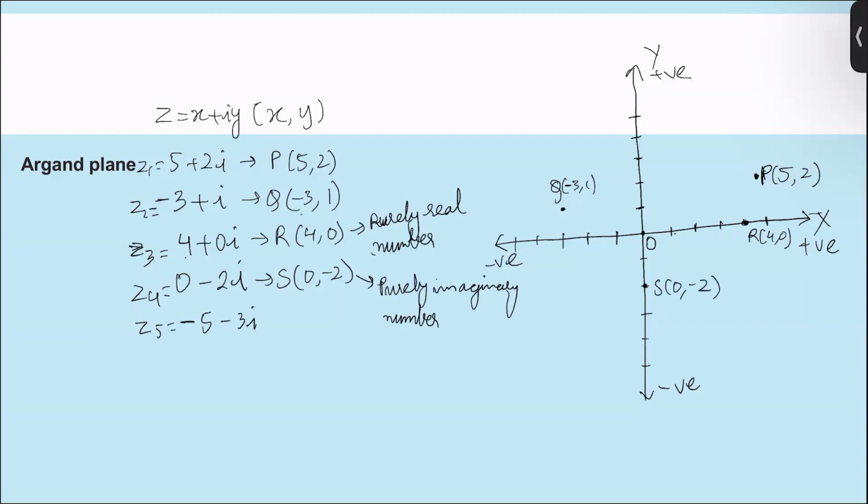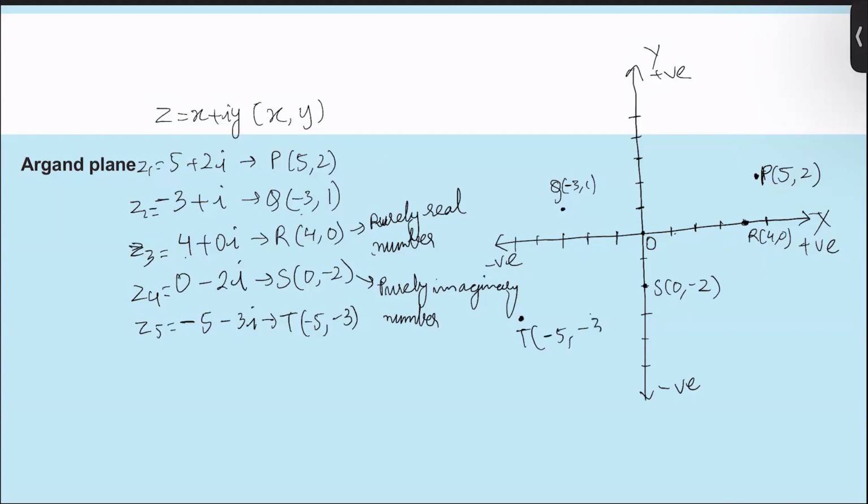And the last one over here, you can see T as minus 5 and minus 3. So when you have minus 5, minus 3, both of them are negative, so they are in the third quadrant. So you can have minus 5, so 1, 2, 3, 4, 5, and 3, 1, 2, 3, it comes here. So this is minus 5, minus 3. So this is how you can represent complex numbers on the Argand plane. This is the geometric representation.